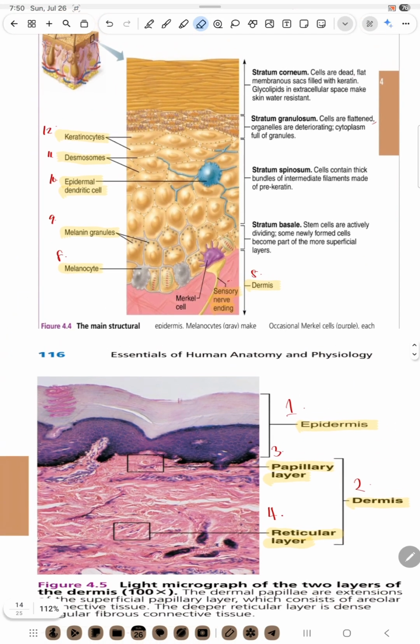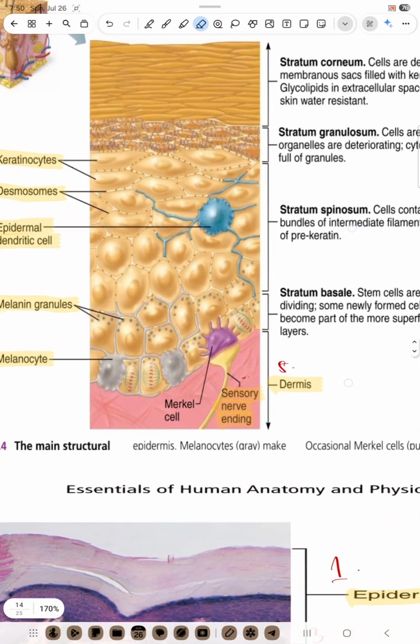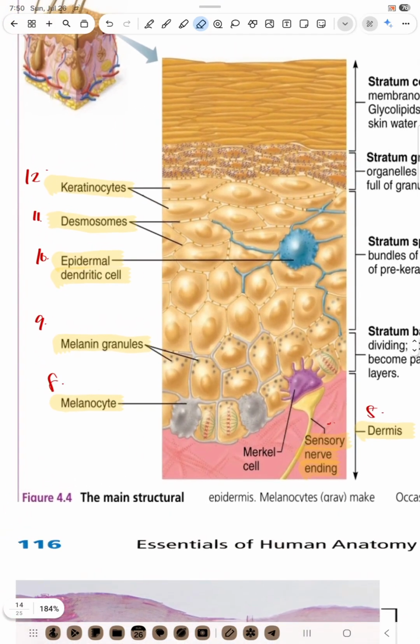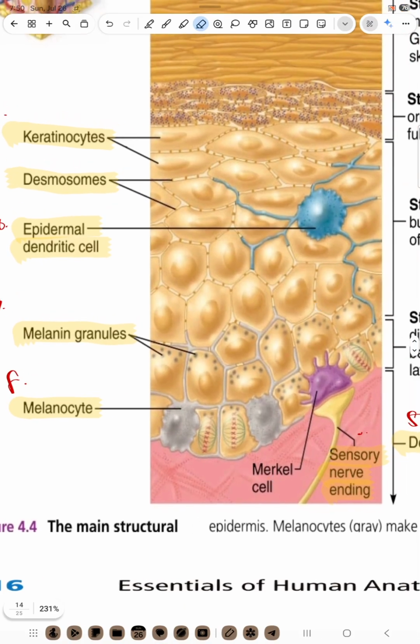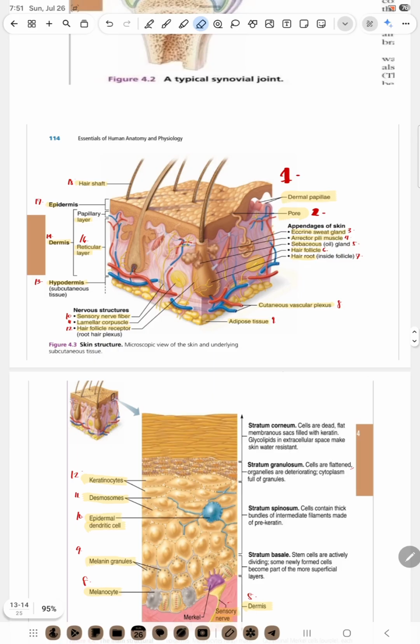So our next topic is melanin. Where is the melanin? Here, the melanocytes, melanin.